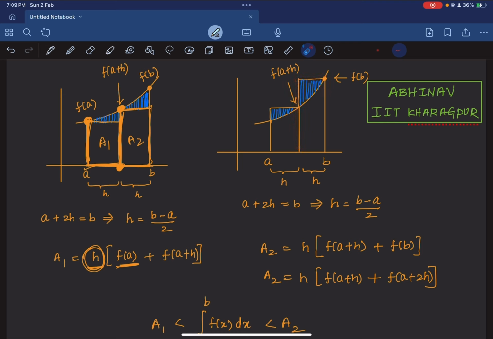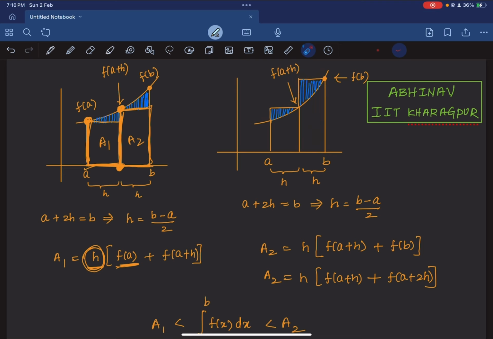All right. So now instead of finding the area under this particular curve, what we do is we find the area of this particular rectangle and we find the area of this particular rectangle and then we sum them up. So let us say this is a1 and this is a2. We find a1, we find a2 and then we sum them up.